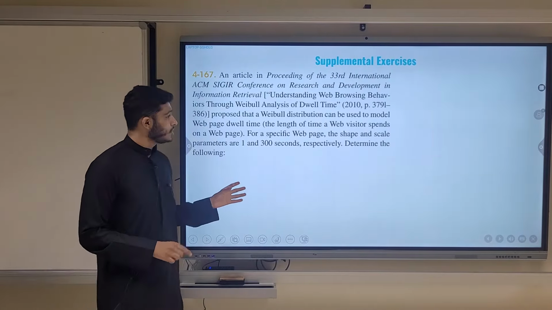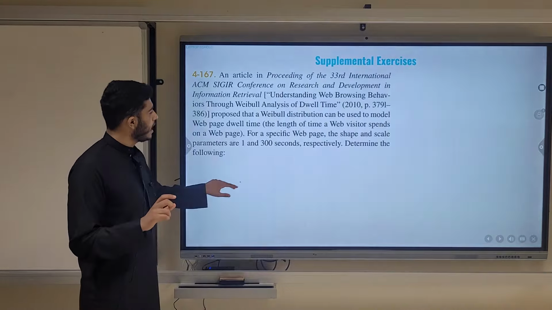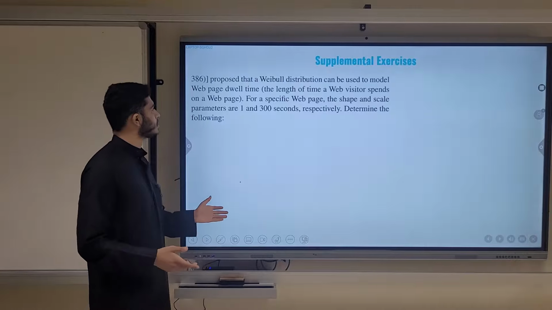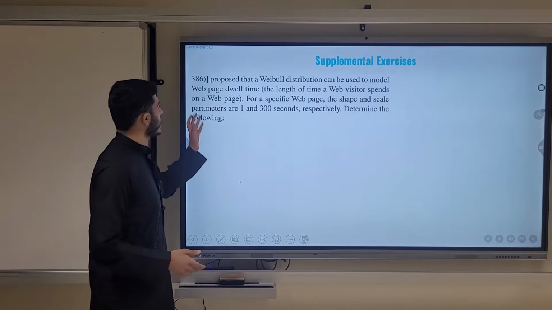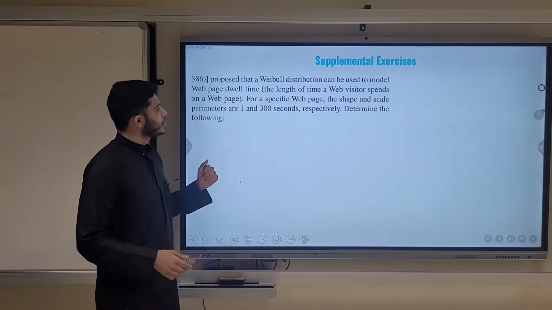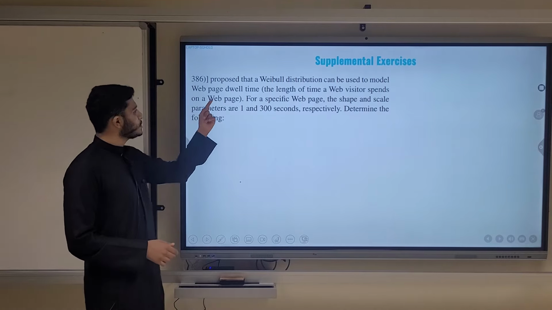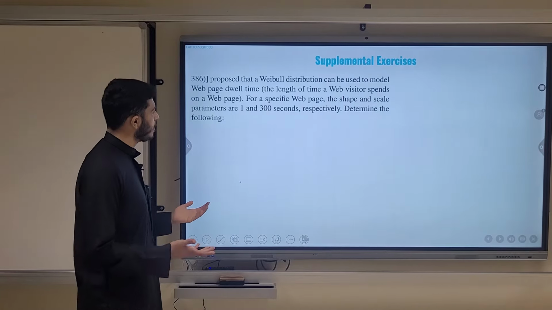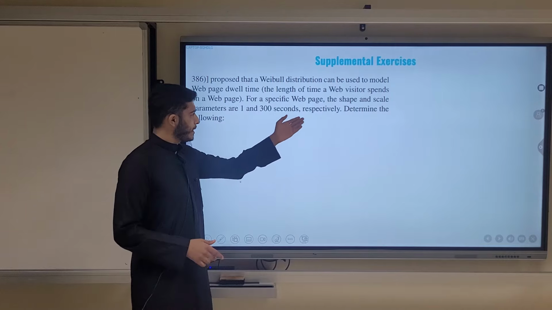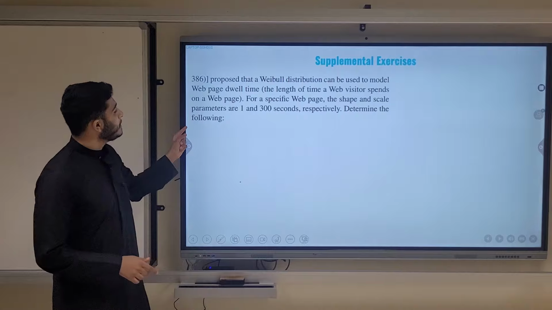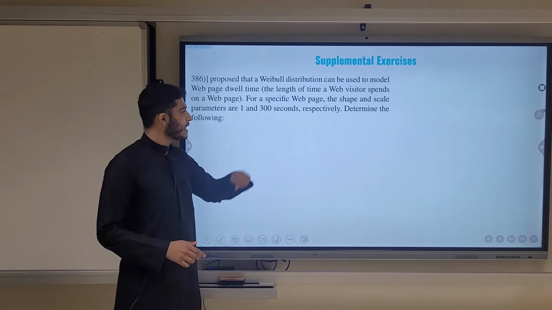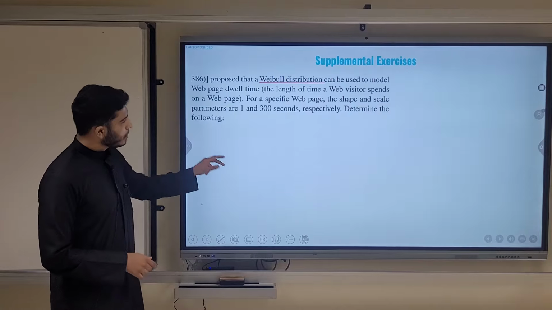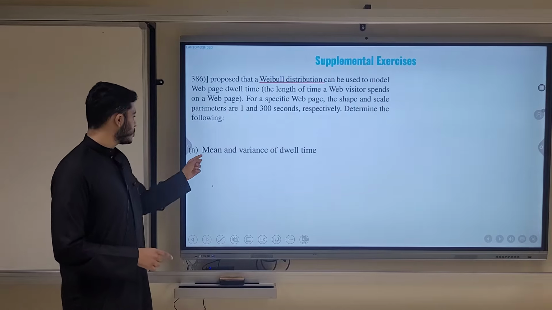The next question is this one, which is quite long. I'm not going to read all of it. I'm going to crop the part that I care about. You should read all of it if you don't know it, but I know what's important in it. What's important says that a Weibull distribution can be used to model web page dwell time. Dwell time is the time people spend on a web page. For a specific web page, the shape and scale parameters are 1 and 300 seconds respectively. Determine the following.